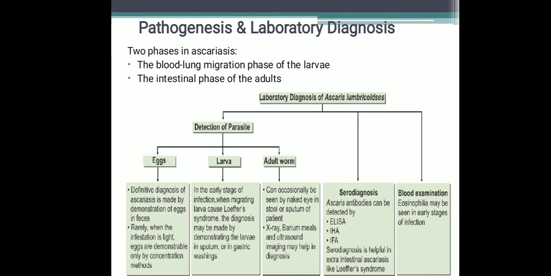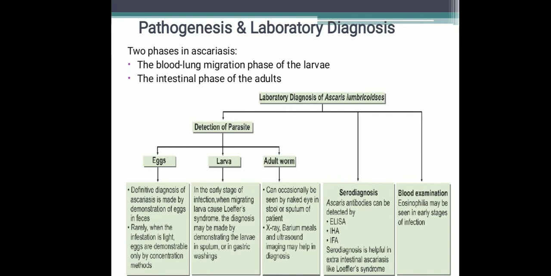The first is the blood-lung migration phase of the larva, and the second is the intestinal phase of the adult worms. In the first, during the migration through the lungs, the larva may cause pneumonia. The symptoms are low-grade fever, dry cough, blood-stained sputum, then asthma. A large number of worms may give rise to allergic symptoms. Eosinophilia is usually present in this case, and the clinical manifestation is also called Loeffler's syndrome.